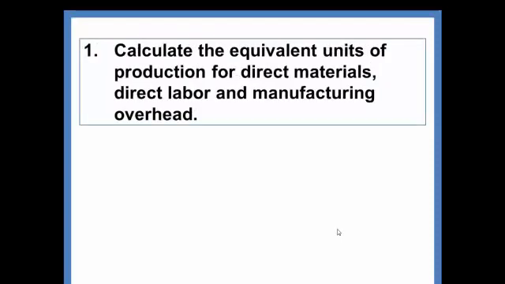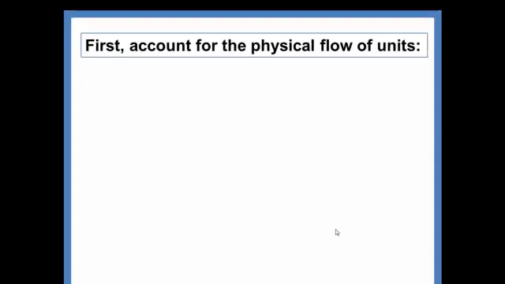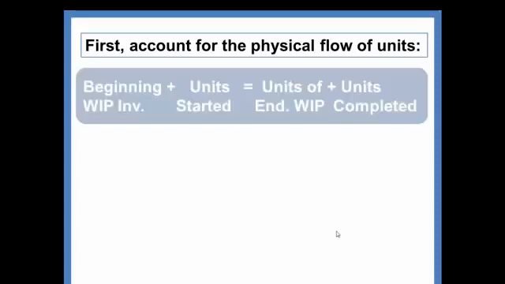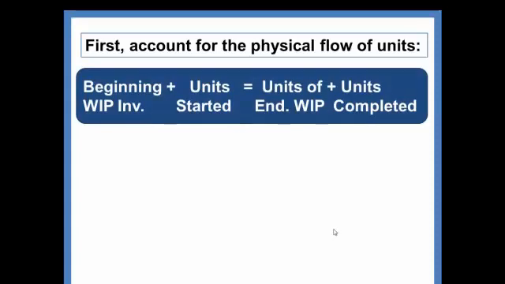First, calculate the equivalent units of production for direct materials, direct labor, and manufacturing overhead. When you calculate equivalent units, it's usually a good idea to just look at the physical flow of units first to make sure you have all of the information that you need. If you reference your lecture notes, you'll recall that the formula is beginning work in process plus units started equal ending work in process plus units completed. In other words, all of the units that we worked on, beginning plus what we started currently, are either finished or they're not finished.